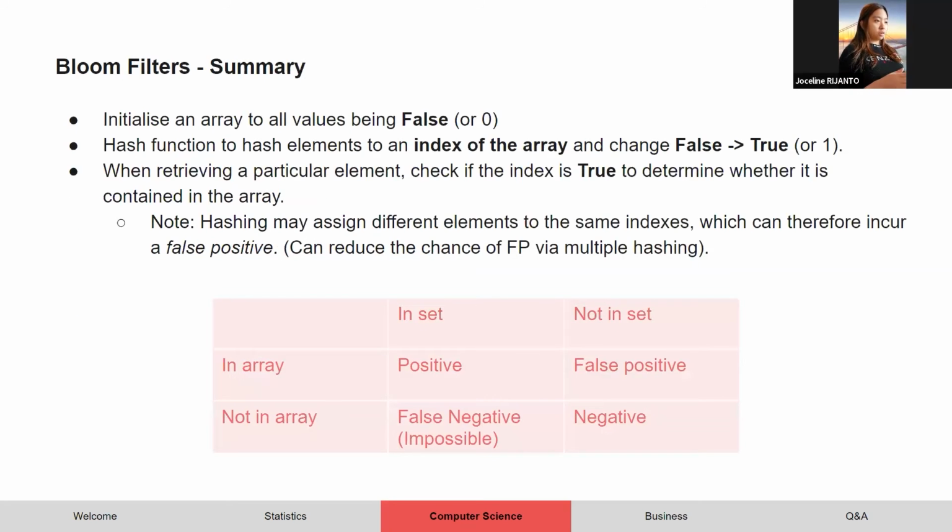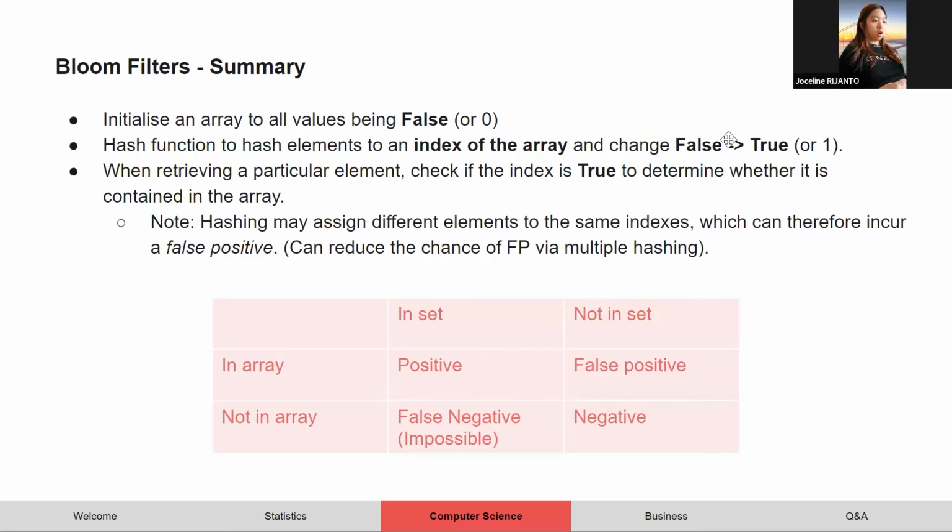So basically, a summary of what I've said about Bloom filters is that we first initialize the array to all values being false, so 0. Afterwards, we use the hash function to hash elements to an index in the array, and we change it from false to true, so from 0 to 1. When retrieving a particular element, we check if the index is true to determine whether it is contained in the array. If all the values that we've checked are false, then the element is confirmed to not be in the set.